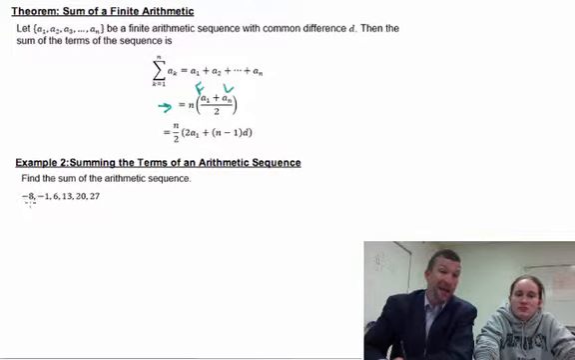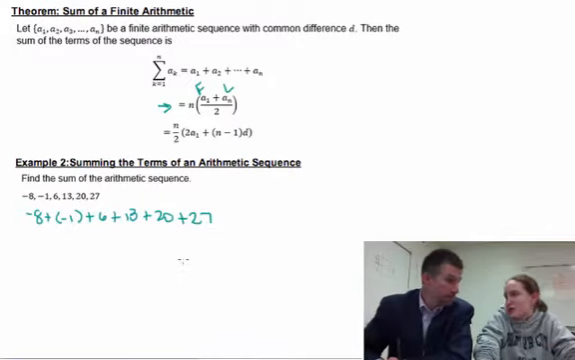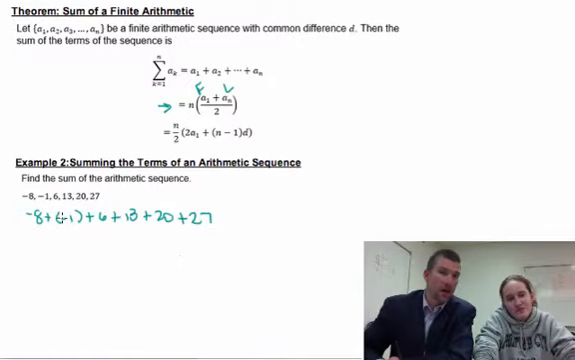Now, we could add up all of these: -8 plus -1 plus 6 plus 13 plus 20 plus 27. And honestly, that's really not that much work, but we're practicing skills for when it is more work. If we go from 1 to 1,000, we could do it this way, but all we need is the first and last term.